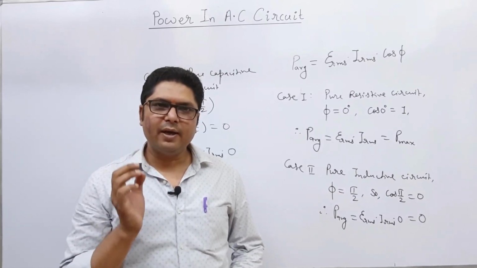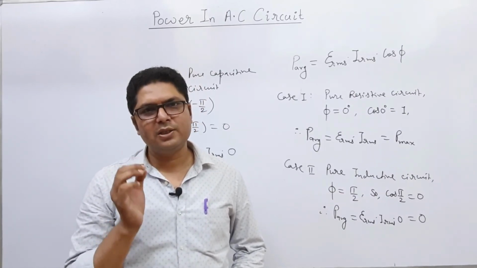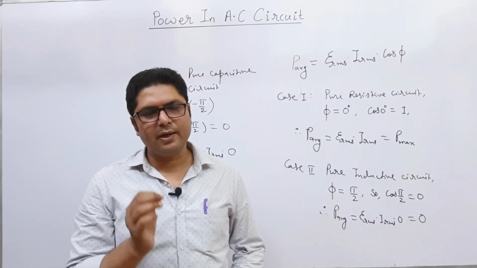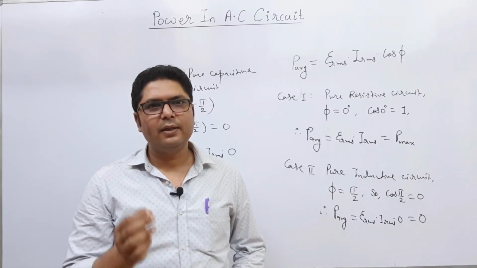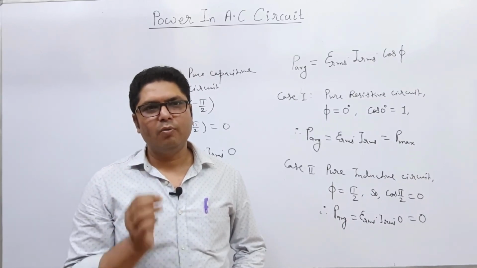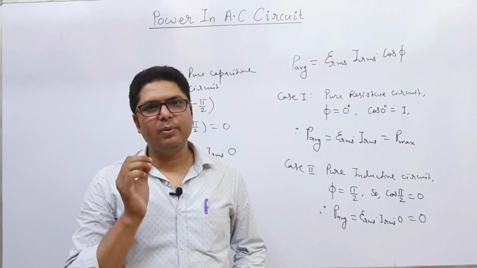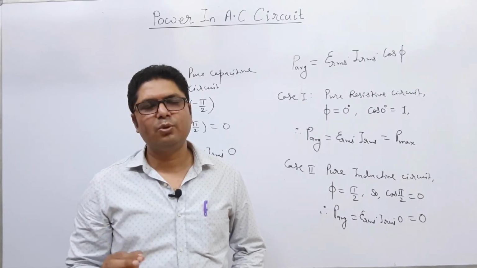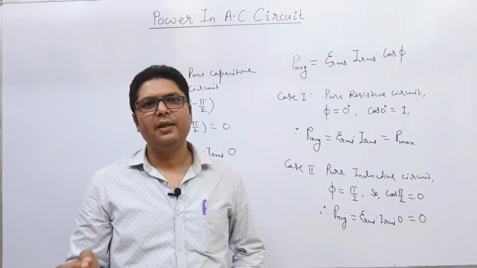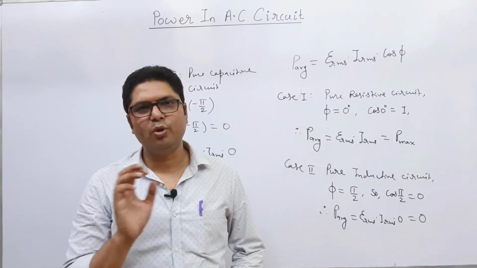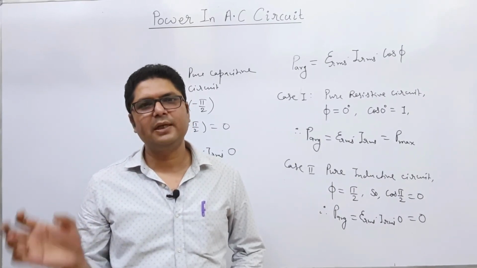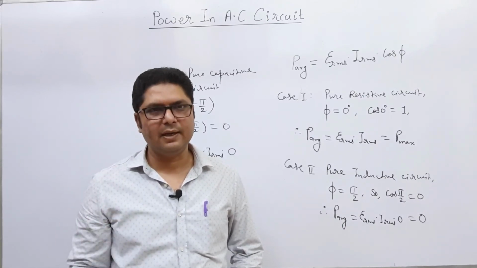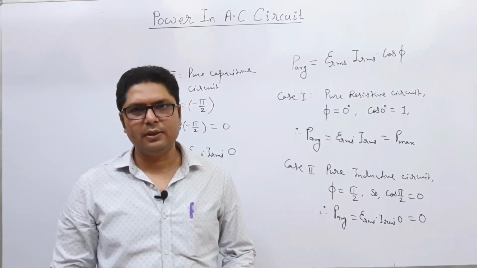So when current passes through a resistor only, then the power is said to be wattful, and the current is said to be wattful current. And when the current passes through an inductor or a capacitor, then it is said to be wattless current, because no power is consumed in the case of C circuit and L circuit, and maximum power is consumed in the case of R circuit. Let us see a numerical based on this.